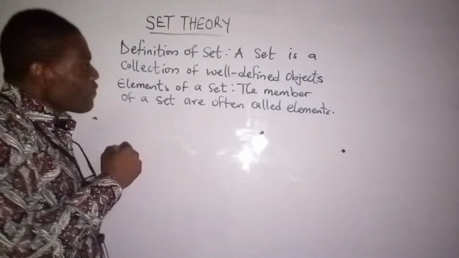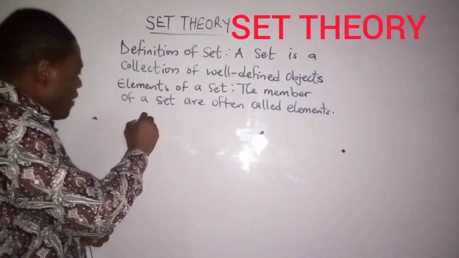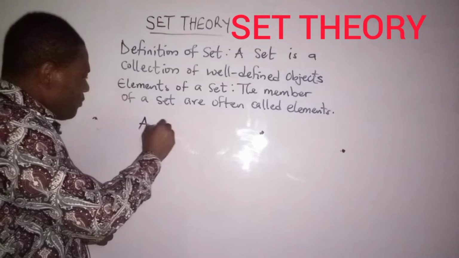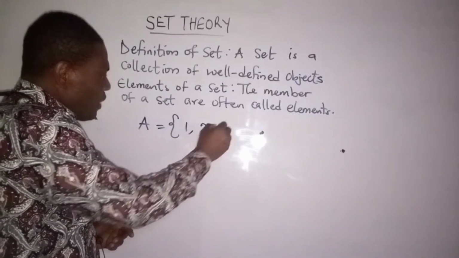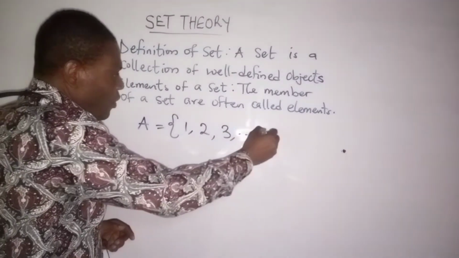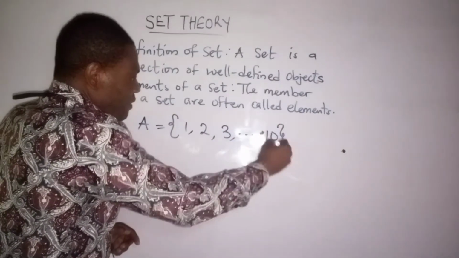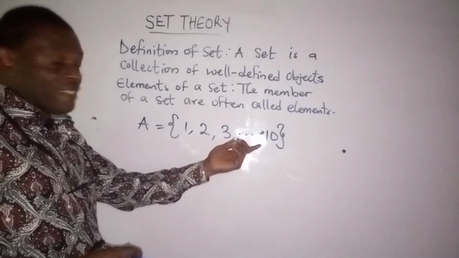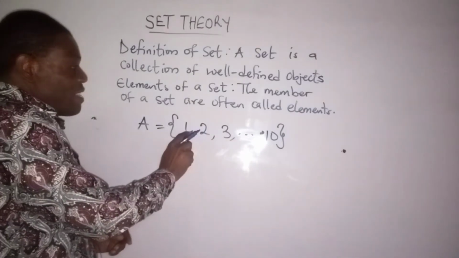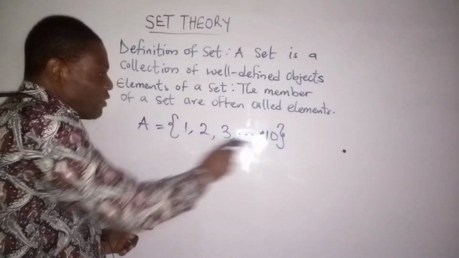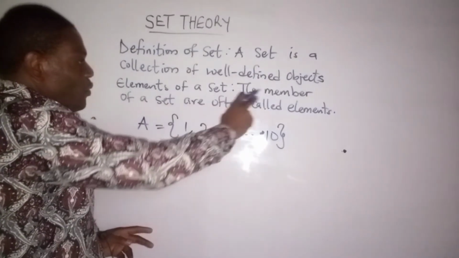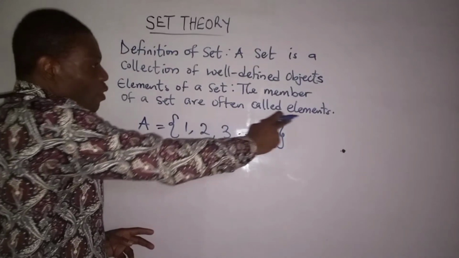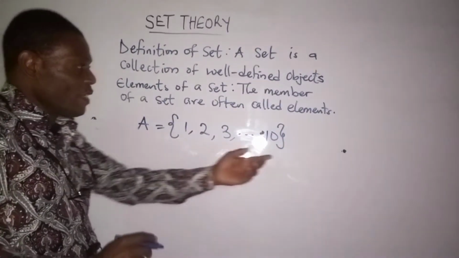Now, if I have a set A to be 1, 2, 3, and so on to 10, this is an example of a set. And inside the set we have 1 to 10. These are elements of the set. So the members of the set are often called elements of a set.